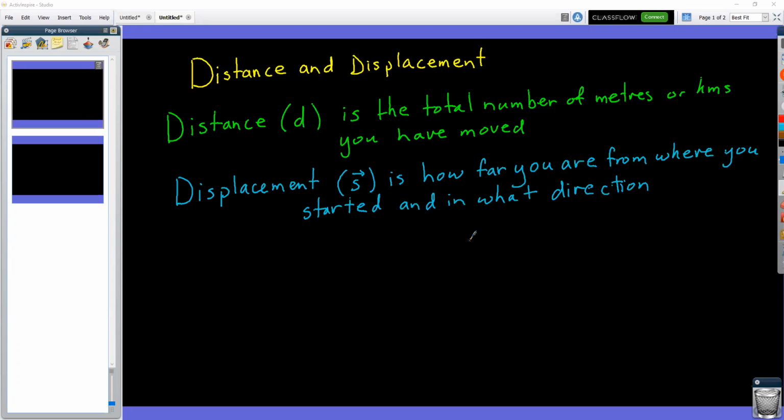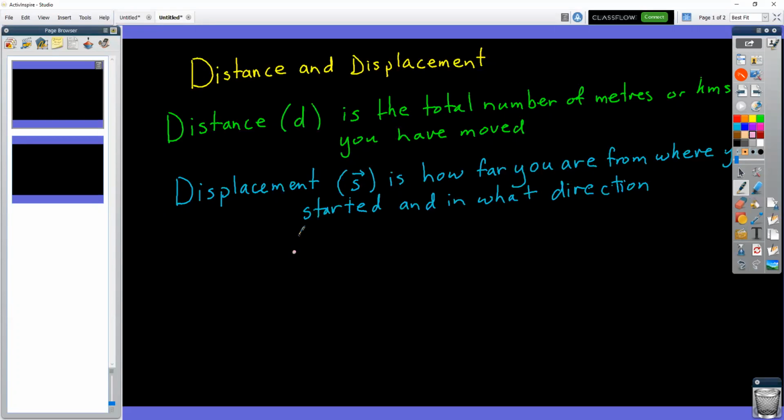So this video is about distance and displacement. So what is the difference? Well, distance, which we use the symbol D, is the total number of meters or kilometers that you have moved. Displacement, which has a different symbol, small s, is how far you are from where you started and in what direction. So I'll give you an example.